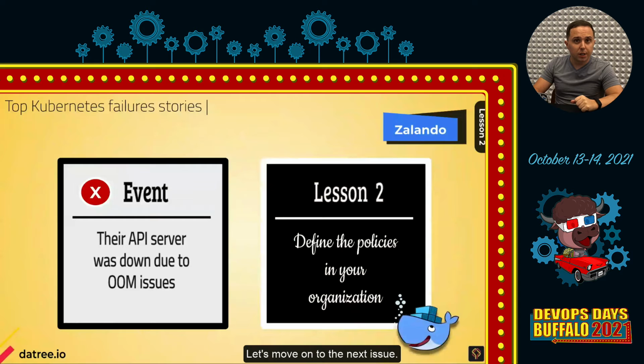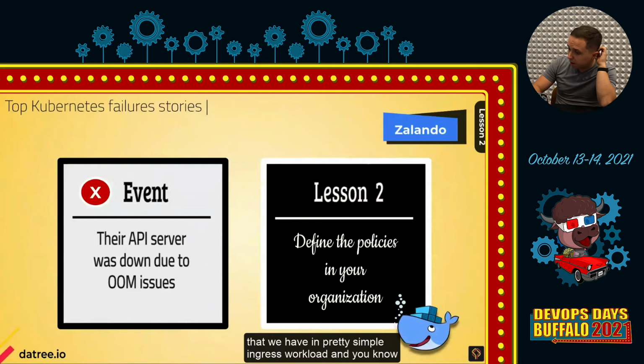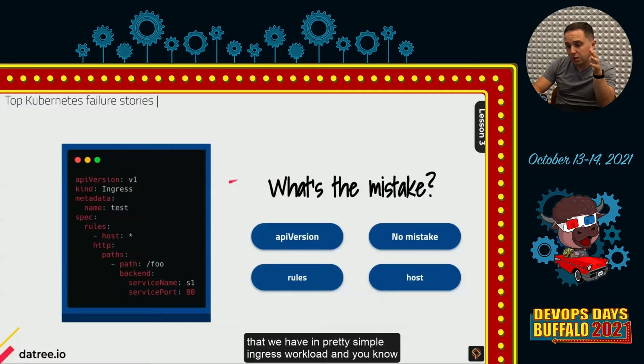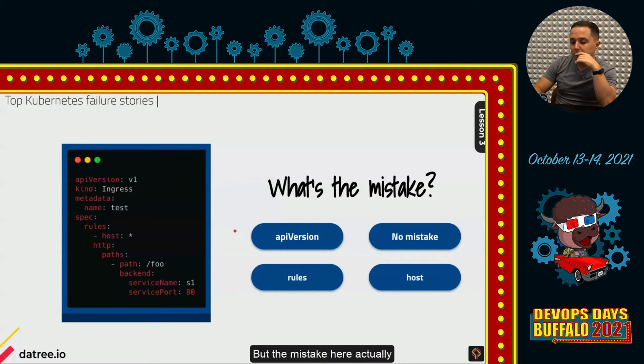Let's move on to the next issue. The next issue here is that we have a pretty simple ingress workload. And, out of the blue looking at it, it seems pretty much okay. But the mistake here actually is that the host is set to star.